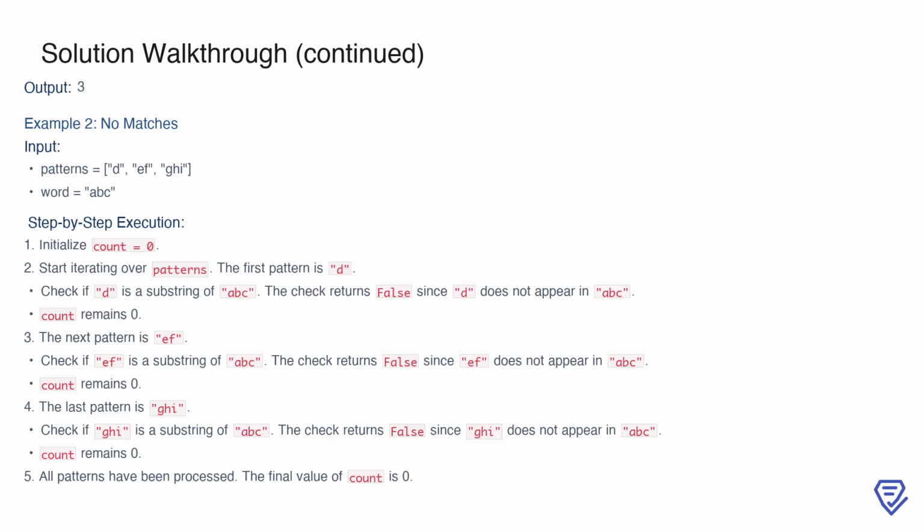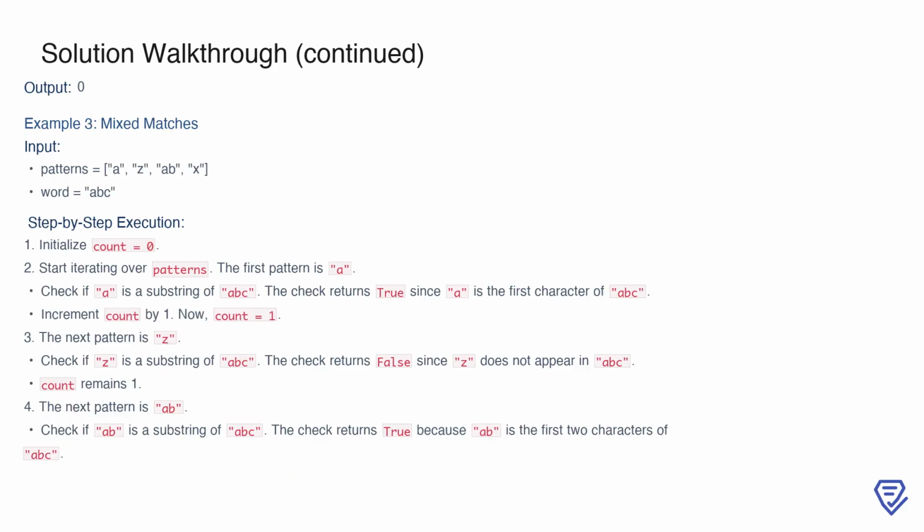The next pattern is EF. Similarly, EF does not appear in ABC, so the check is false, and count remains 0. Finally, we check GHI. This pattern also does not appear in ABC, so the check is false again, and count remains 0. After processing all patterns, the final value of count is 0. The output for the second example is 0, as none of the patterns appear in the word.